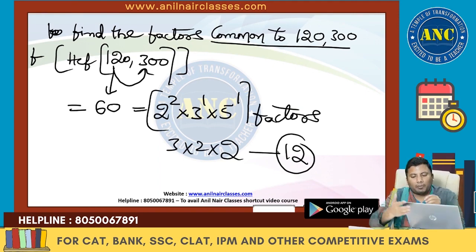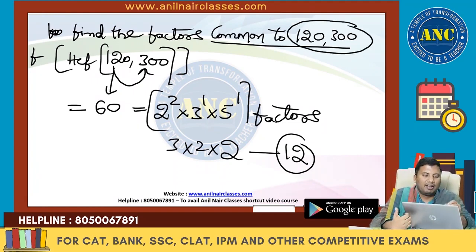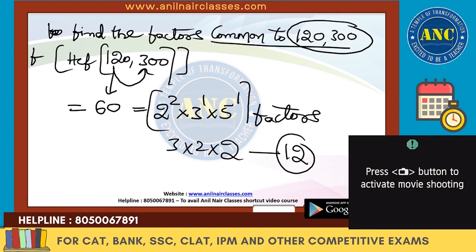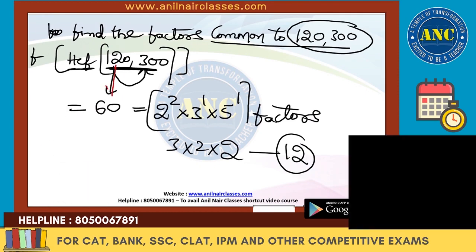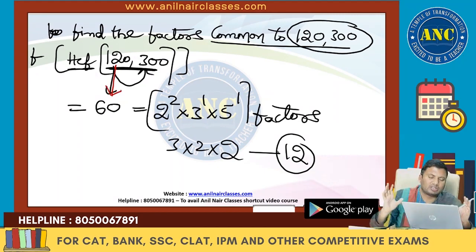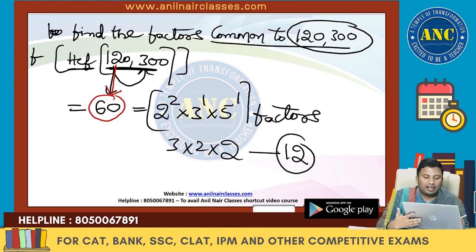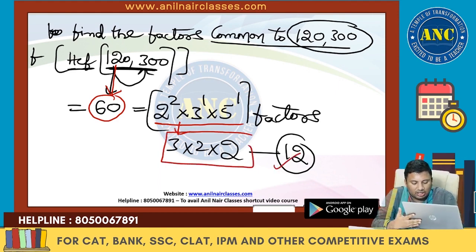Find the factors common to 120 and 300. Factors common to 120 and 300 is nothing but the HCF of 120 and 300. 120 does not divide 300. Take the next factor. How to do HCF? Various methods are discussed; please go back and see it. 60 will divide 300. 60 is 2 square into 3 into 5. What are the factors for this number? 3 into 2 into 2, 4 into 3, it is nothing but 12.